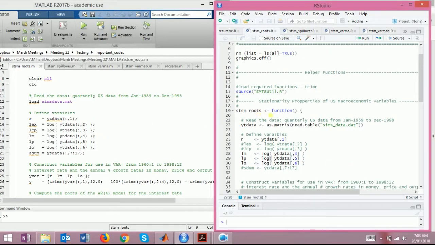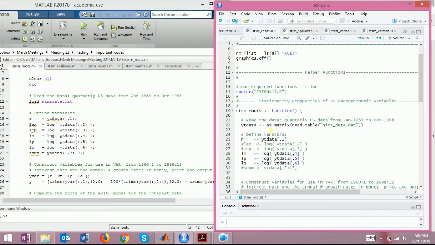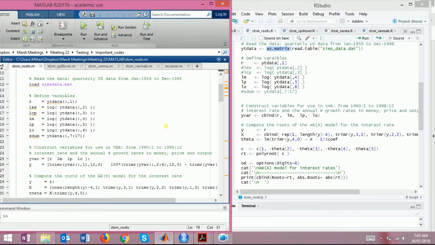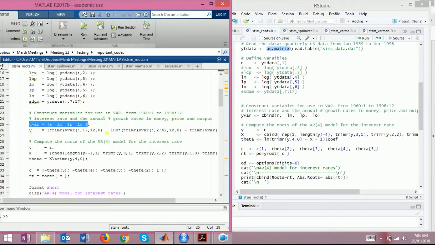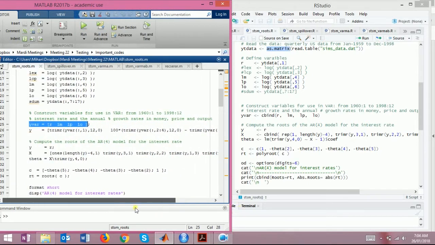Read our data as a matrix. By definition, MATLAB reads it as a matrix. In R, we need to mention that with as.matrix, which is a beautiful and easy representation. As matrix, read table, sims data, and then read all of them, right? And then construct the variables: y var is equal to r, lm, lp, l naught. And for x, for lag, we have trim y var 12.0.